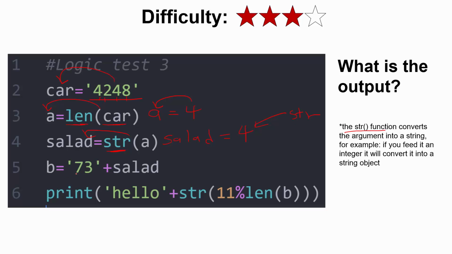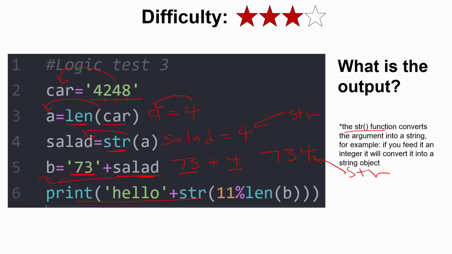Okay, next we are taking the string value of 73 and we're concatenating it with the salad. Remember, the salad has the value 4, which is a string. So 73 plus 4. Again, these are strings, not integers. So we concatenate them, and it will be 734. And this will be a string, stored into B.